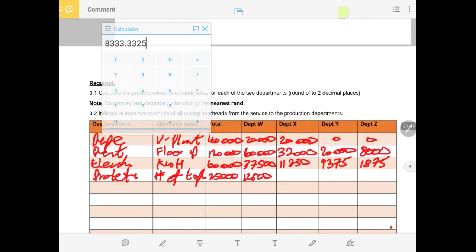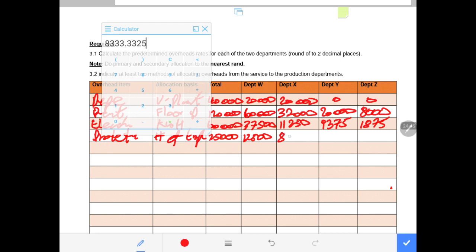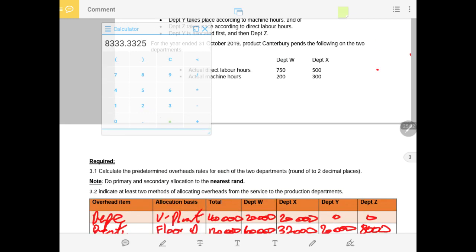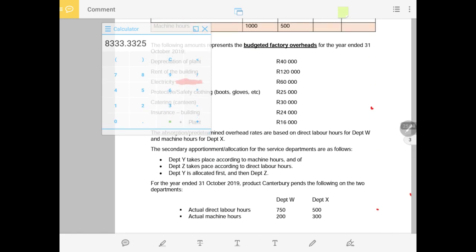8,333. This was 50 divided by 150, multiply this by the cost of 25,000, 8,333. Then we round it off.